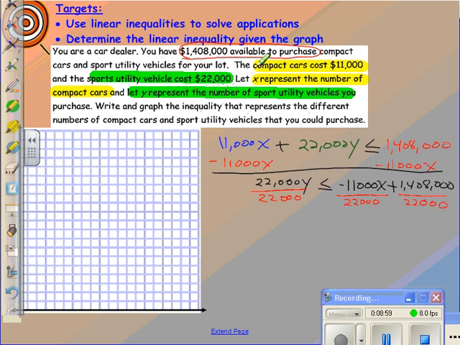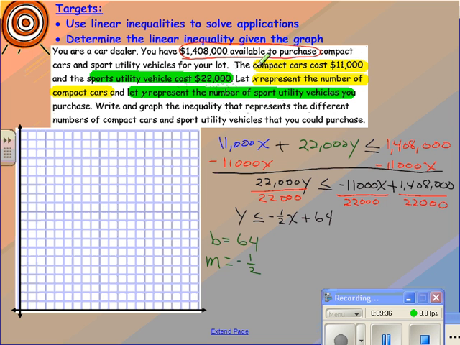Okay, so if I do the math here, this is going to leave me with Y is less than or equal to negative 1/2 X, and then I'm going to say plus 64, if I take 1,408,000 divided by 22,000. Okay, so now I've got my y-intercept of 64, and I've got my slope of negative 1/2. I have those 2 things. I have enough information to graph my line over here.